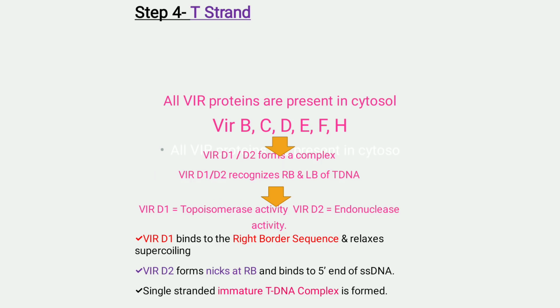Next, the T strand. The Vir genes VirB, C, D, E, F, G, H are present in the cytosol. So we saw the protein variants of D, protein variants of E, the function of VirH, right? And the functions of all these. VirD1 binds to the right border and relaxes the supercoiling. VirD2 forms the nick at the right border and binds to the 5' end of the single strand DNA, and this helps in the excision.